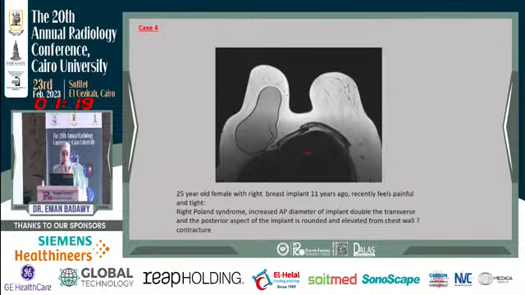Case number 4, a 25-year-old female with Poland syndrome and hypoplasia of the right breast and right chest wall muscles, underwent breast implant 11 years ago, and now she feels that the implant feels painful and tight. Here we can recognize the spherical contour of the deep part of the implant, which appears elevated from the chest wall with a relatively thickened wall, and so with the patient complaint we suspect early implant contracture.